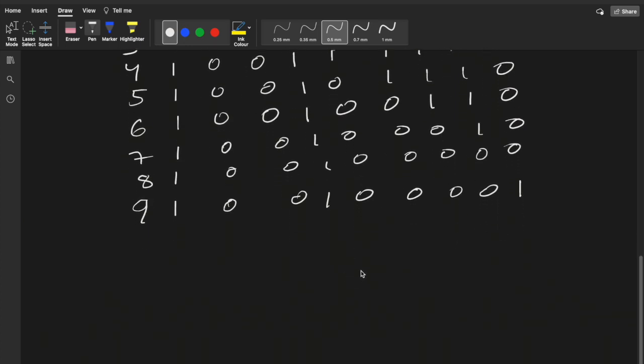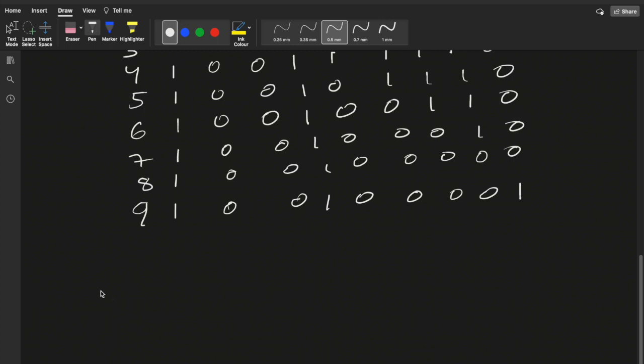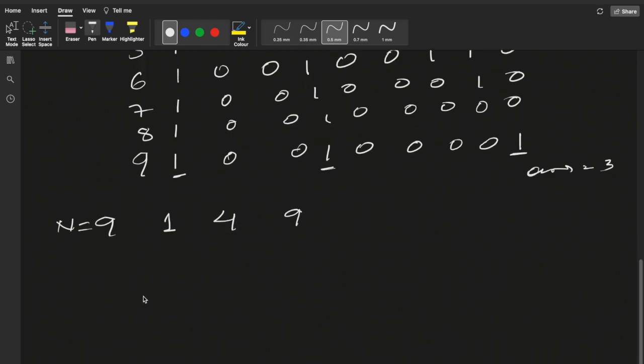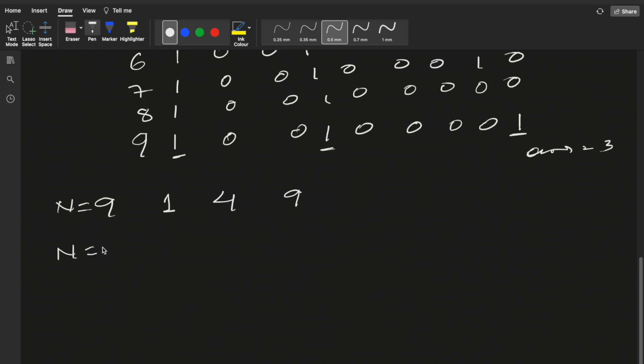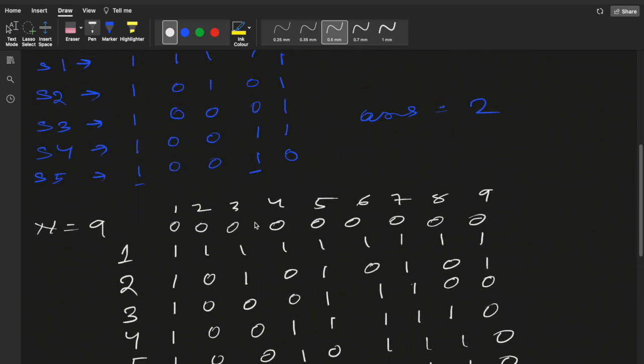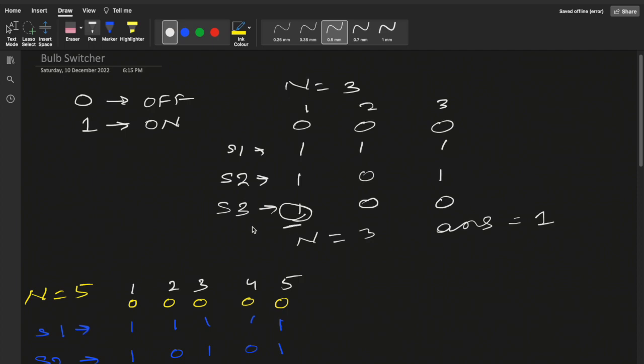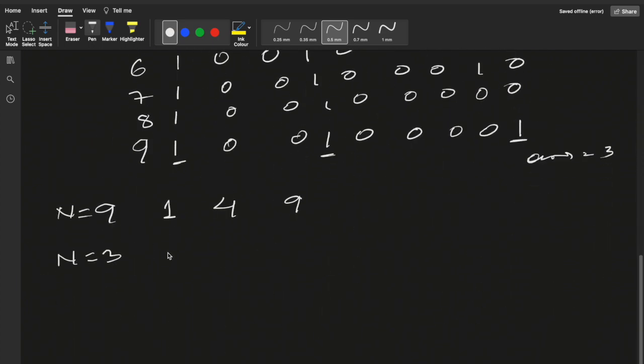Okay, so finally if you see, for n is equal to 9, we have 3 bulbs on. So the answer will be 3. If you observe one thing here, for 9 the bulbs are on at the first position, fourth position and ninth position. And for n is equal to 3, the bulb is on at the first position, right? This is the first position, so it will be 1.